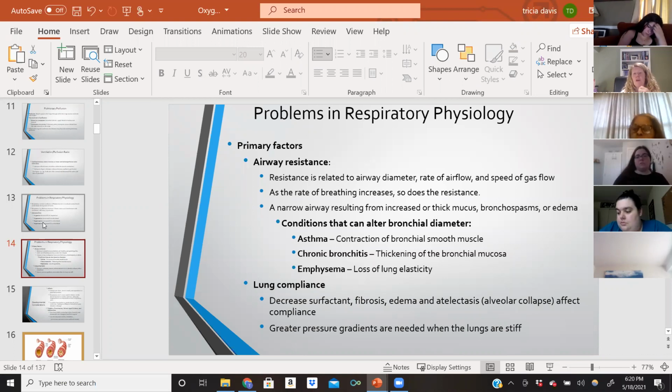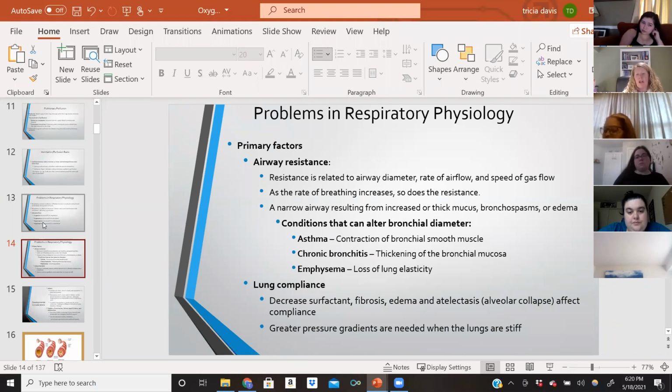And patients that have COPD, they have chronic bronchitis a lot. And then patients that have emphysema. So patients that have emphysema lose the lung elasticity and have that inability to get air out. Some patients have issues with what we call lung compliance. So this is a decrease in surfactant in our lungs. Some patients have fibrosis. They can have scars in their lungs. They might have cystic fibrosis, which is a whole bunch of mucus. We can have patients that have edema.